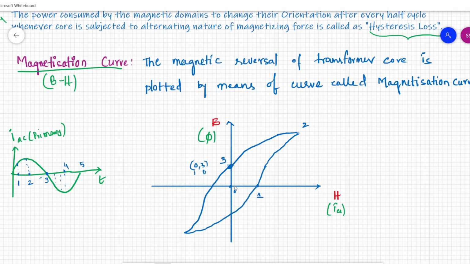Actually, it initially starts from here. From 0 it will take the peak, from the 0 point it will reach point 2 here. After that it will come back like this. This is the direction, and it will retain here. So this is point 3, let me mention it as 0, 3. This is some flux here, called residual flux due to retentivity of the material. This is famously called retentivity.